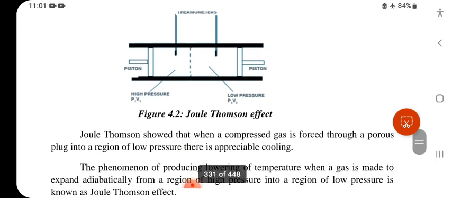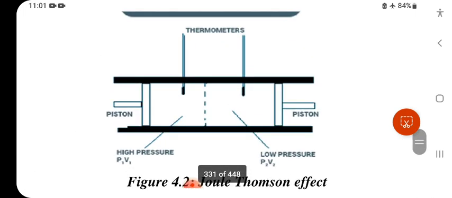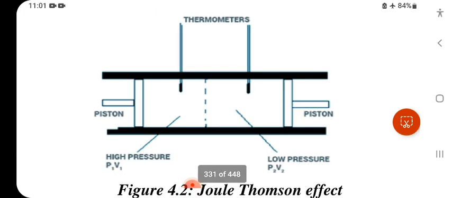Joule-Thomson showed that when a compressed gas is forced through a porous plug into a region of low pressure, there is an appreciable cooling. We explain in the diagram: thermometers. We set the thermometers and separate the beaker with a diaphragm. So, piston 1, piston 2. We take part 1 as the high pressure P1 and volume V1, and the second part as the low pressure P2, V2.